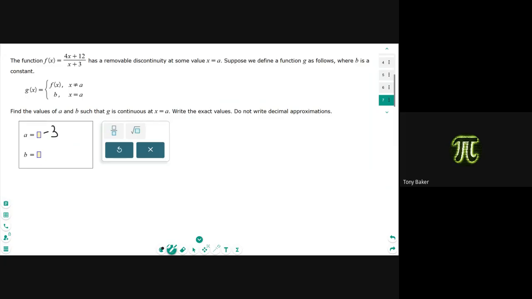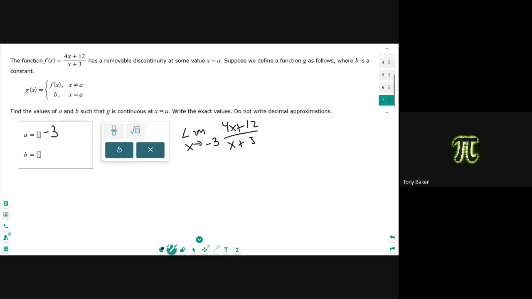And in this case, I only have one of them. So when we're looking at the limit as x goes to -3 of 4x plus 12 over x plus 3, you end up getting 0 over 0 when you plug it in directly. When it becomes that 0 over 0, there's a very good possibility that it's going to be removable. So what is that limit? Because that's going to be the b. Because we want to know where it's actually going to at that point.